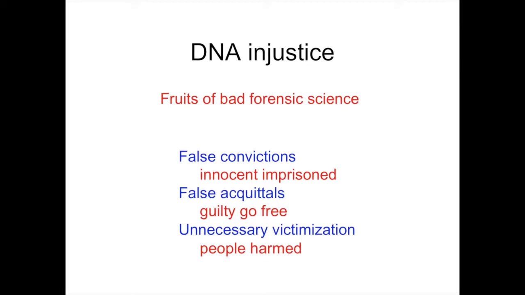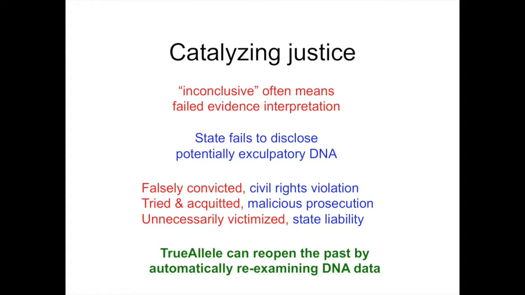So DNA injustice is what you get when you have bad forensic science. It can lead to false convictions where innocent people are in prisons. It can lead to false acquittals where people who are guilty go free. And it can lead to unnecessary victimization where people who should have been in jail, who are violent criminals, are out harming the public. But that same DNA injustice can be used to catalyze justice.